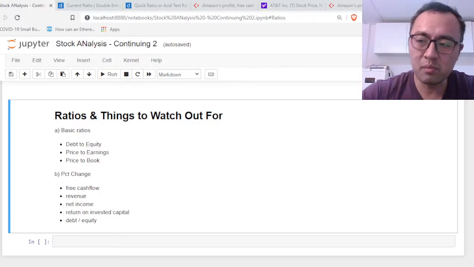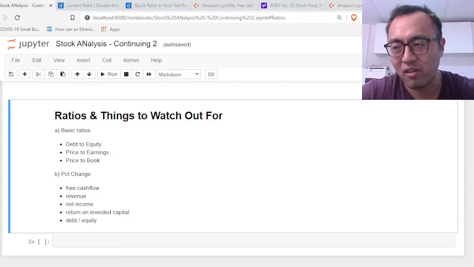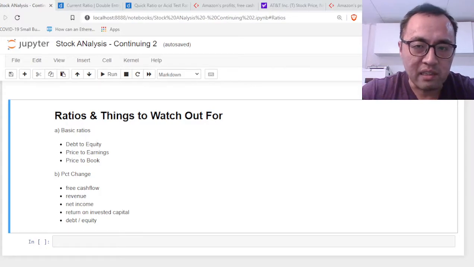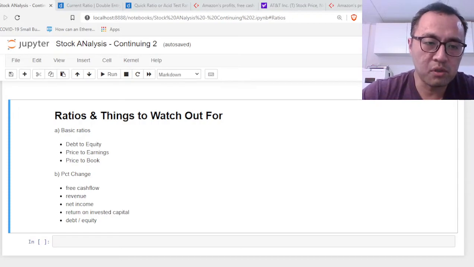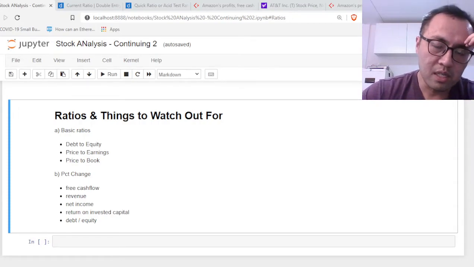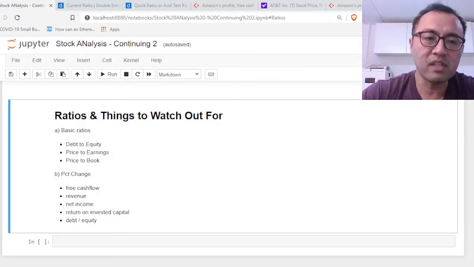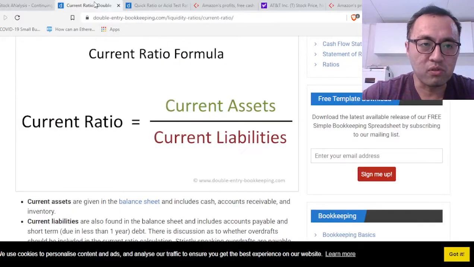Okay, so now we're getting to the more nitty-gritty details of the stocks. So far, we've been looking at just simple charts and graphs, but now we're going to look at some more in-depth stuff. The first thing you've got to watch out for are ratios and trends, not just trends, but in terms of percentage change. So the first thing about ratios, I don't know if you guys have heard of these, like current ratio and quick ratio.